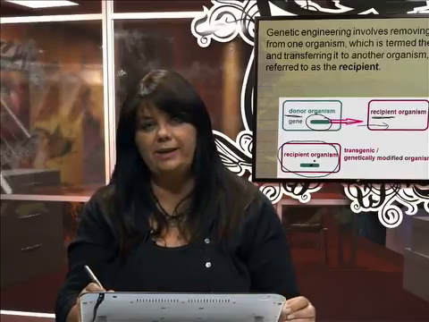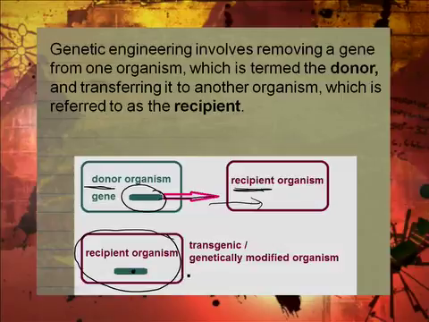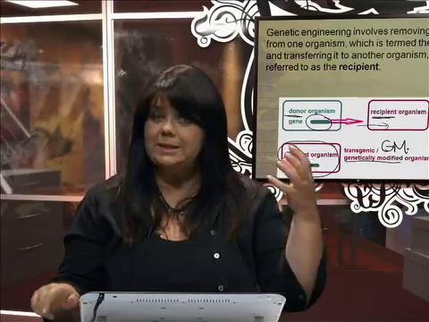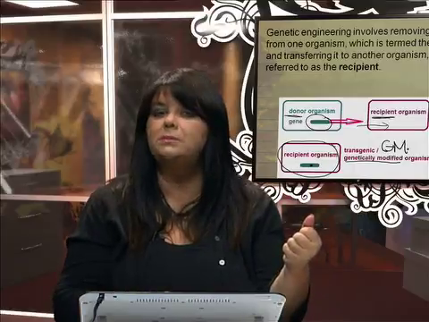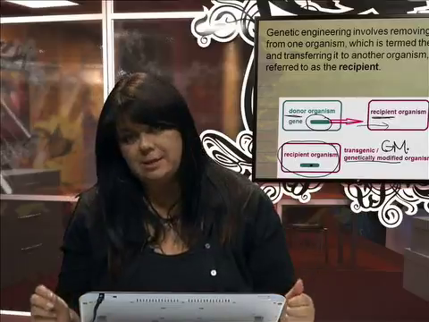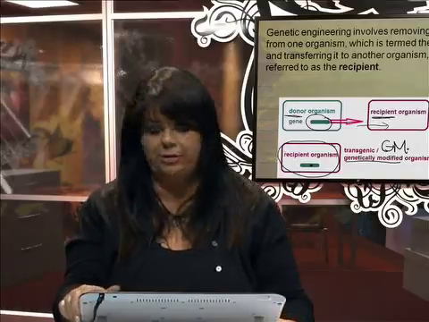It now has a gene from some other organism, and we call this new organism a transgenic organism or a genetically modified organism. Sometimes you might see that referred to as a GM organism, genetically modified. So, simple. We're going to take a gene from one organism, we're going to remove it, we're going to put it into the gene of a recipient organism so that the recipient now we call genetically modified.